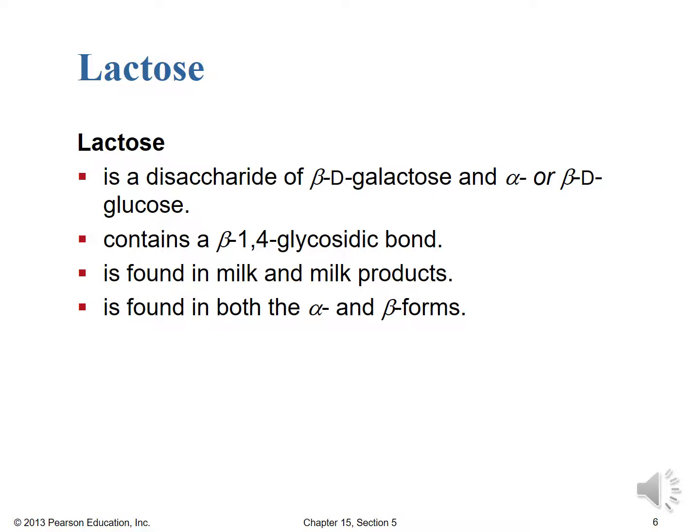Okay, looking at lactose in a little more detail, lactose is a disaccharide of beta D-galactose and alpha or beta D-glucose. So it contains a beta 1,4 glycosidic bond, and that's because of the beta D-galactose.